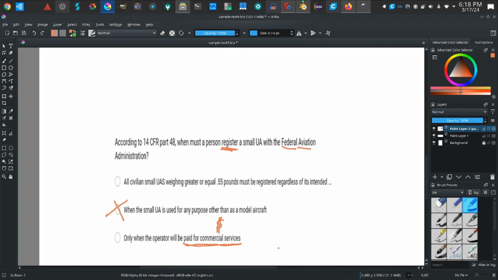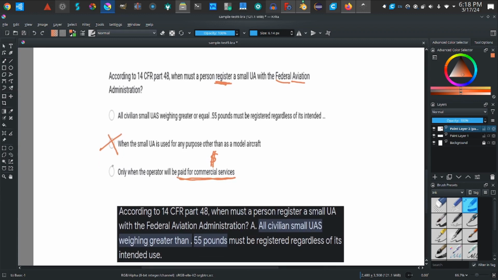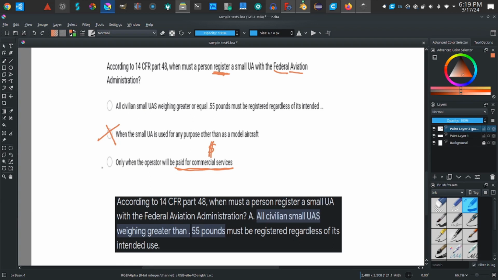So for me, people, while you're still learning, you go to the internet, type the question in, and see what the internet says, because that's a tricky one. Because this third one is true to a point. The third one is true to a point. According to that rule, so I know I'm on track: according to 14 CFR Part 48, when must a person register a small unmanned aircraft with the Federal Aviation Administration?